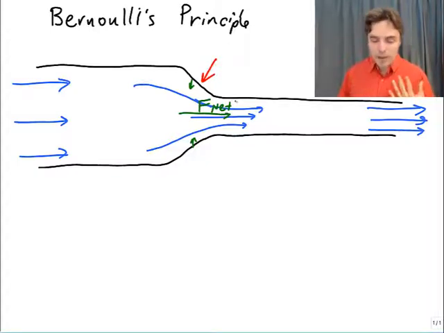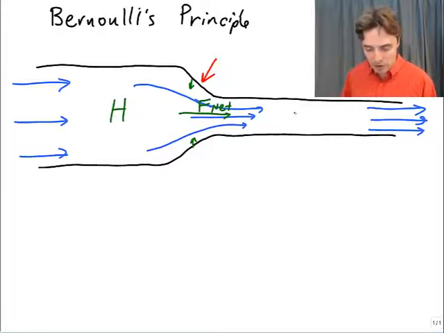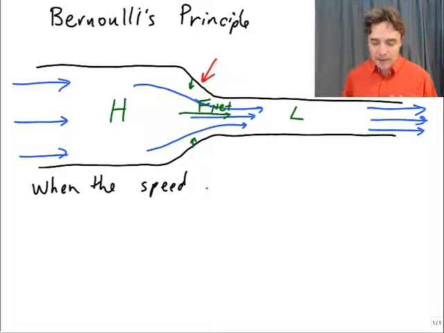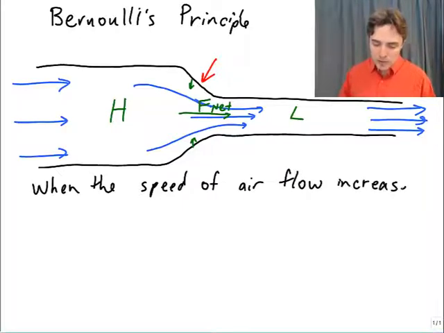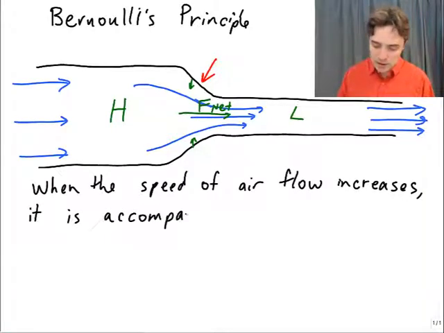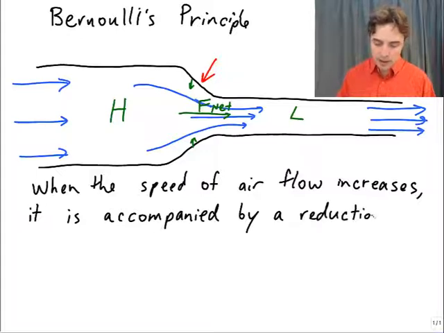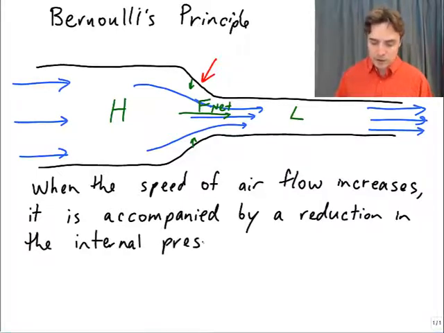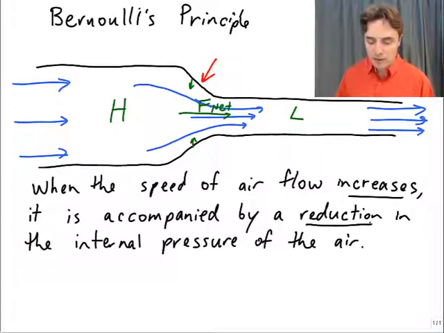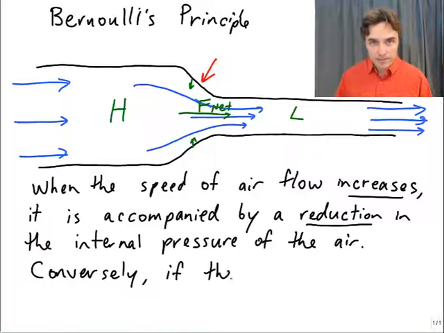So therefore, Bernoulli correctly reasoned that there must be an internal force which is higher in the wide, slow part of the tube, we'll draw an H here, and less in the narrow, fast part of the tube. We draw an L for low pressure here. That internal force is what we call pressure. And this is Bernoulli's principle. When the speed of airflow increases, it is accompanied by a reduction in the internal pressure of the air. Conversely, if the flow slows down, the pressure will increase.